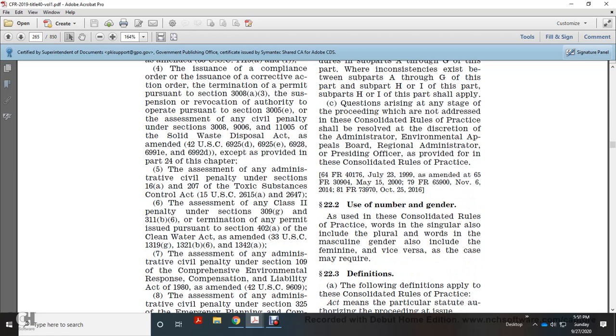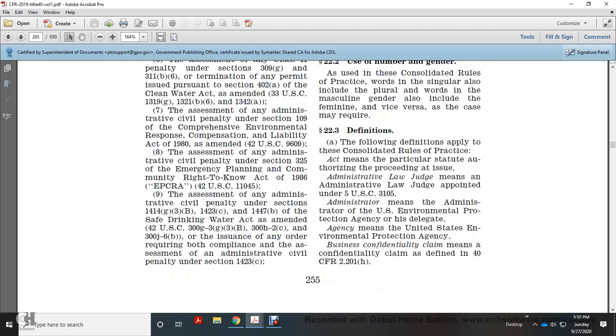22.2, Use of number and gender. In the consolidated rules of practice, the singular also includes the plural, and the masculine gender also includes the feminine, and vice versa, as the case may require. Definitions. The following definitions apply to the consolidated rules of practice. Act means a particular statute authorizing the proceeding at issue. Administrative law judge means an administrative law judge appointed under Title 5 U.S. Code 3105. Administrator means the Administrator of the U.S. Environmental Protection Agency or his delegate. Agency means the United States Environmental Protection Agency.